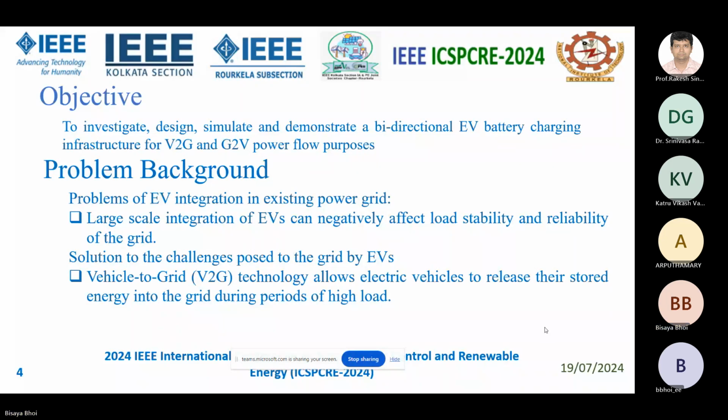That is the main problem. The solution to this challenge is vehicle-to-grid technology: when the vehicle is in regenerative braking mode, at that point we can give power from the vehicle to the grid. First I am showing this simulation model, then I will go to the methodology.